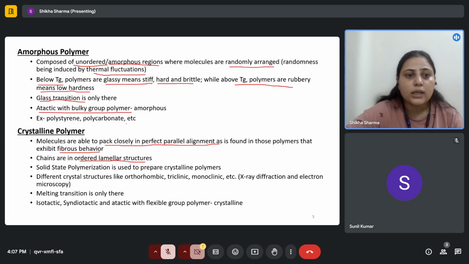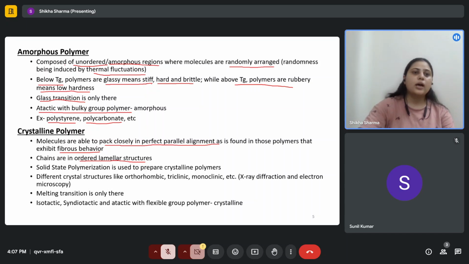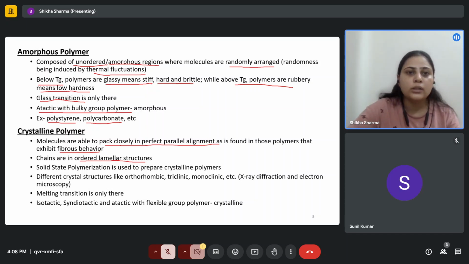So the atactic polymers with bulky groups form amorphous polymers. Some examples of amorphous polymers are polystyrene and polycarbonate. So we understood that amorphous polymers are unordered polymers which are not arranged in a regular, closely packed, or perfect structure. They are randomly arranged, and in the amorphous polymer there is this concept of the glass transition.